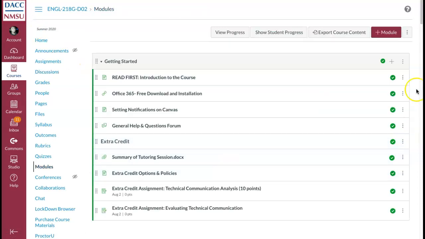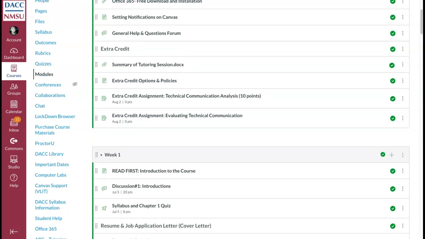So going back to the modules, I do have the extra credit summary of tutoring session form that you should fill out if you submit one of the major assignments to online tutoring. And then I also encourage you to read this, and then I have the 2 extra credit assignments. Obviously it says 0 points, but each one is worth 10 points. So I have these 2 assignments right here, and they are due by August 2nd. So you have practically a month to do those.